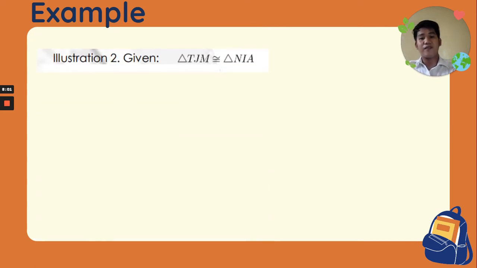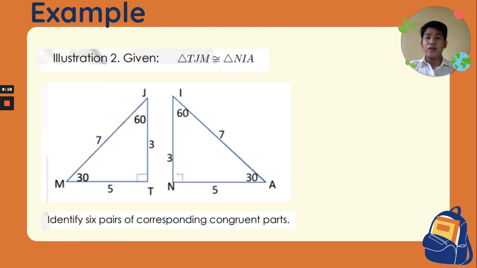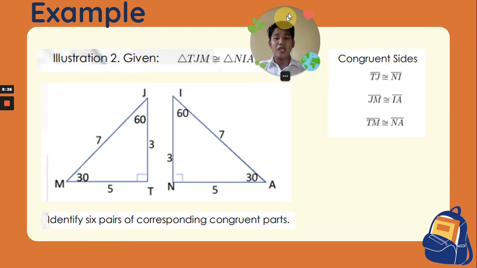Another example, given triangle TJM and triangle NIA. So, given this time are the angle measures and the length of each side. So, we have 60, 30, and then 90, 7, 5, 3. So, we're going to identify 6 pairs of corresponding congruent parts, which are, of course, the congruent sides. We have TJ is congruent to side NI. Okay? We have 3 and 3. Okay? Their measures are the same.